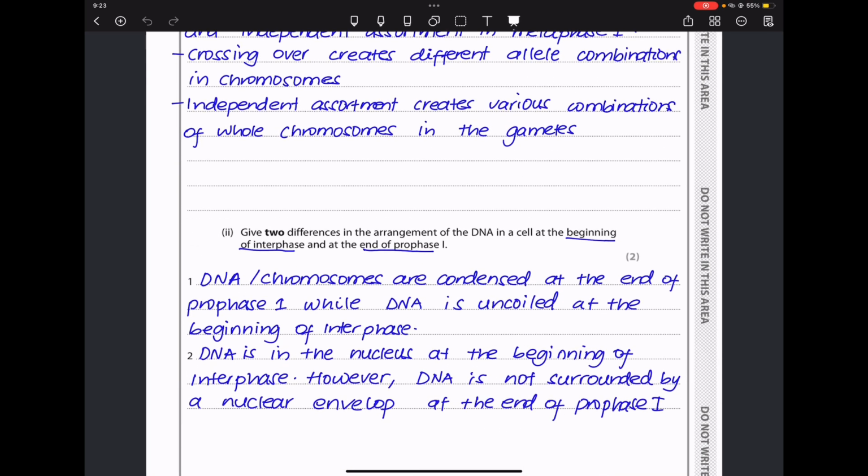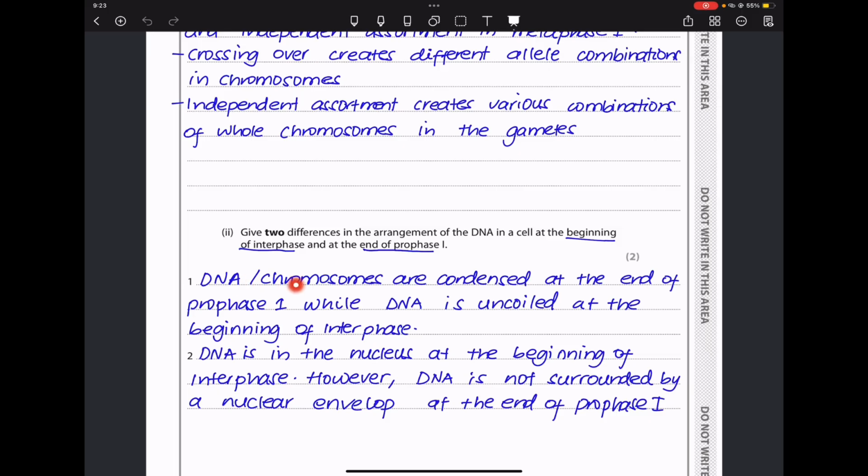Next, they say give two differences in the arrangement of DNA in a cell at the beginning of interphase and at the end of prophase 1. At the beginning of interphase, this is when cell division has ended, so the chromosome should be surrounded by a nuclear membrane, but at the end of prophase 1, there is no nuclear membrane. At the end of prophase 1, you can see the chromosomes, but at the beginning of interphase, you cannot see them because they're not condensed.